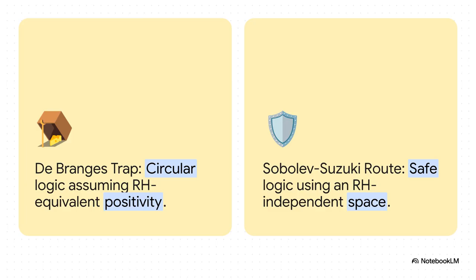On the other hand, we have Yeh's Sobolev-Suzuki route. This route is actually safe. It builds the proof domain in a standard Hilbert space that exists entirely independently of the Riemann hypothesis. By using this non-circular framework, Yeh ensures that absolutely every single step is built on solid, independent ground.